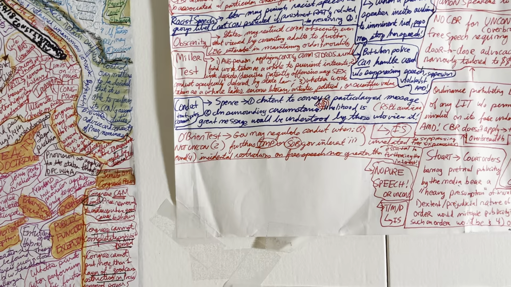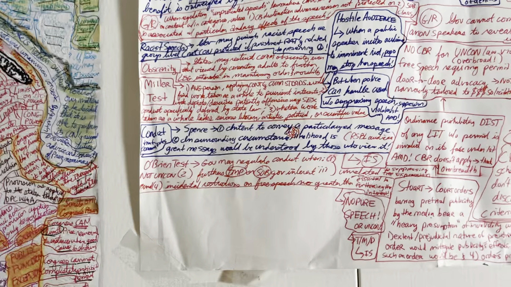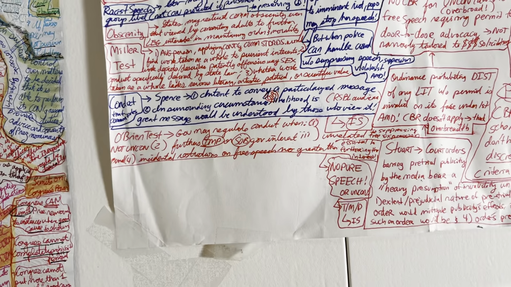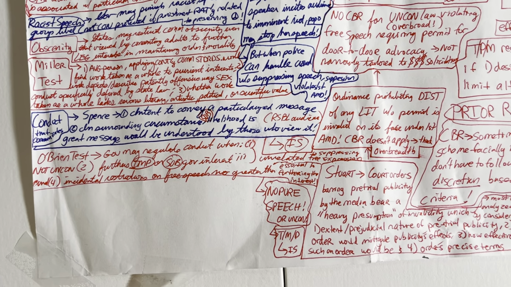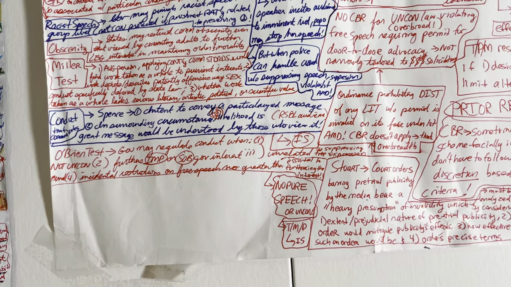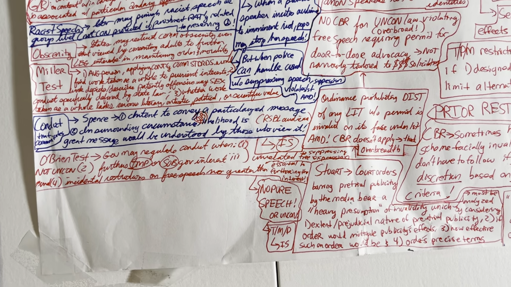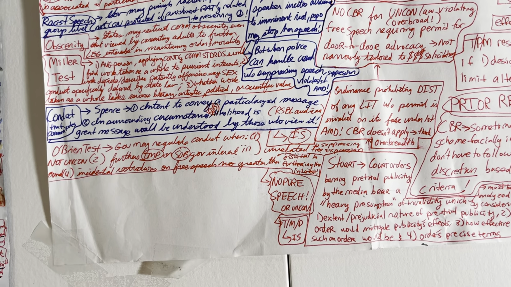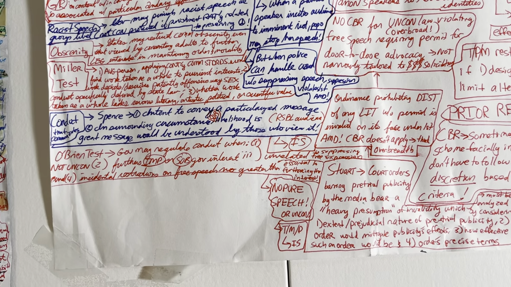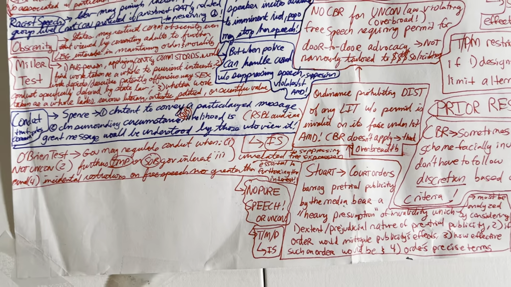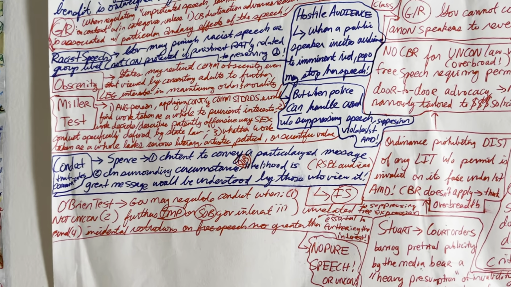And remember, no pure speech is unconstitutional. Time, place, and manner restrictions get intermediate scrutiny. We look to the Stewart case we talked about, where there is a heavy presumption of invalidity, where there is an extent of public prejudicial nature of pretrial publicity. Would an order mitigate publicity's effects, and how effective would such an order be in the order's precise terms?